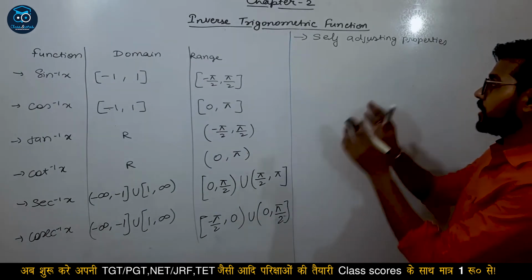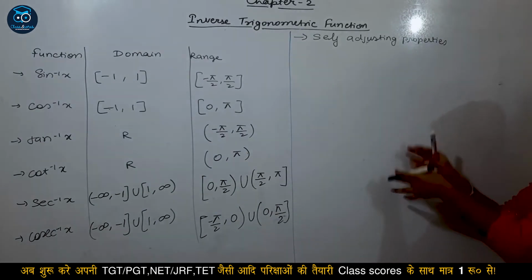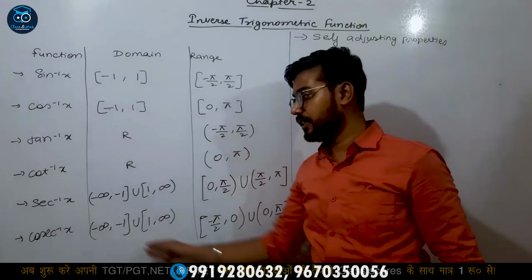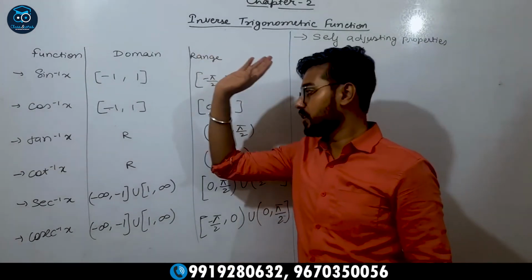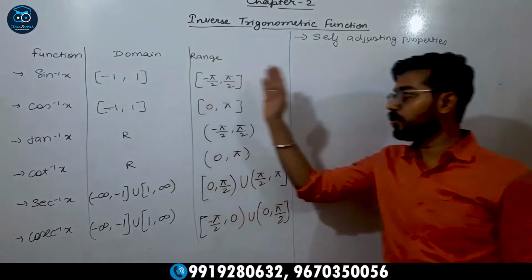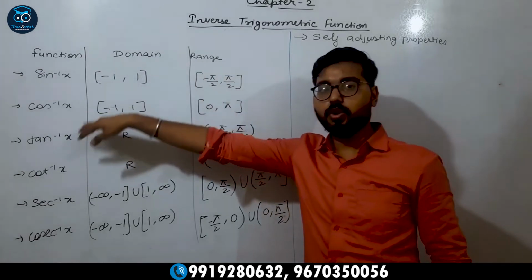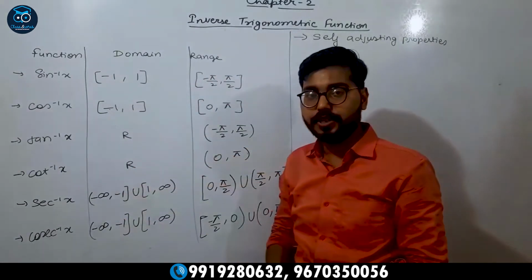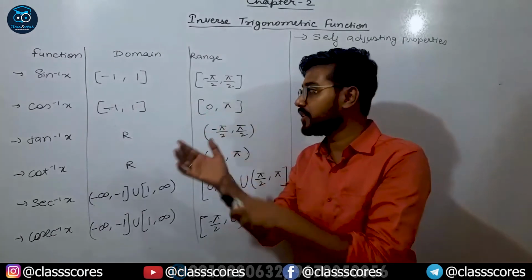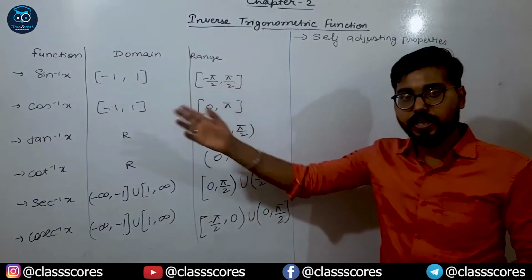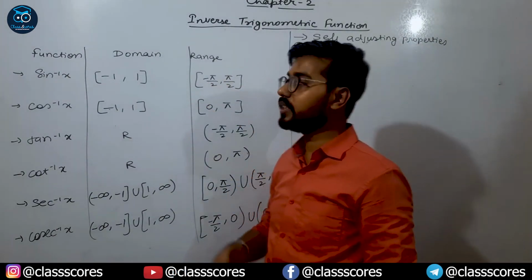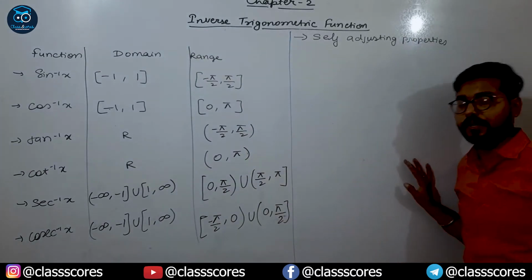We are going to calculate each and everything only between this domain and range. If any question goes out of this range or out of this domain, then first we have to change the function to be between this domain and range. After that we are able to solve this inverse trigonometric function.